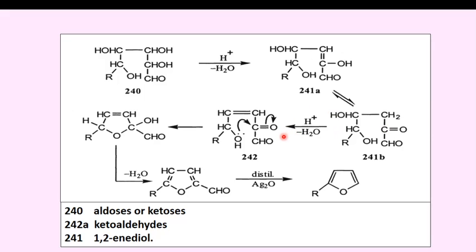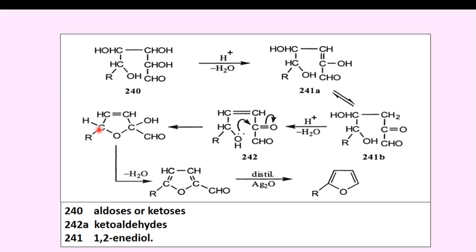Then in a further step there is a removal of one water molecule. Due to the removal of the water molecule, it forms a double bond between these two carbon atoms. So this OH and H are removed. A new double bond forms between these two carbon atoms. Then further there is a cyclization reaction.